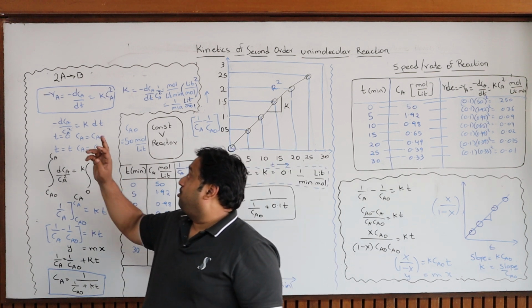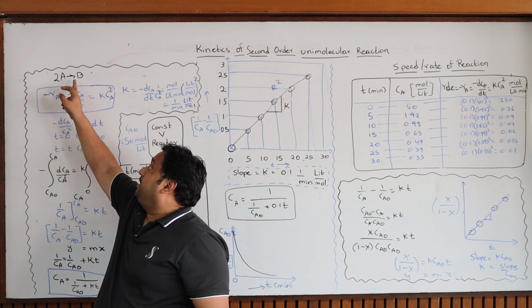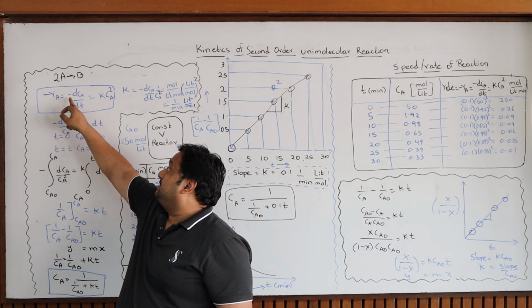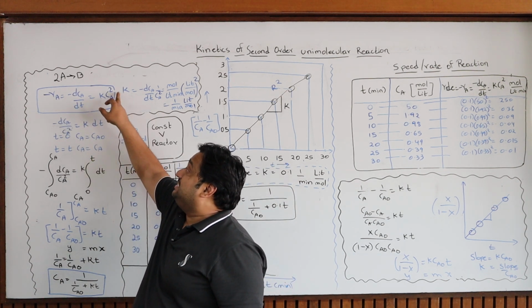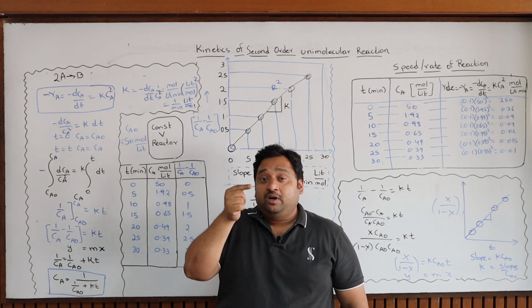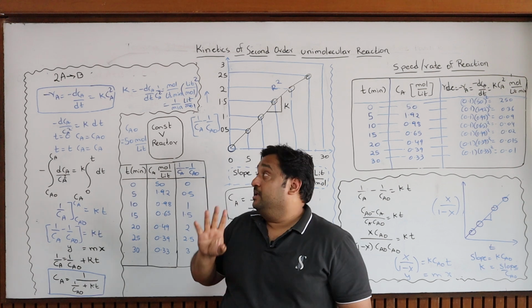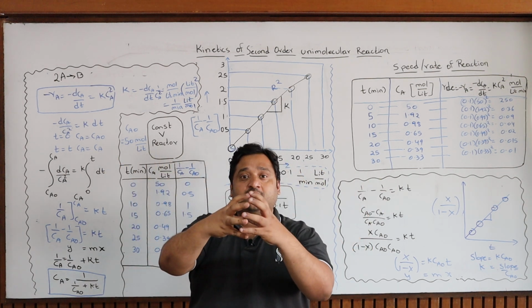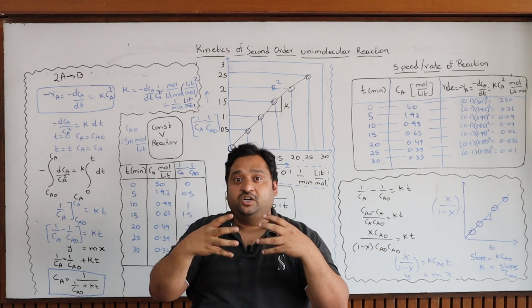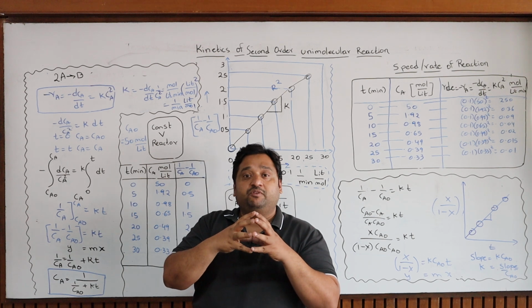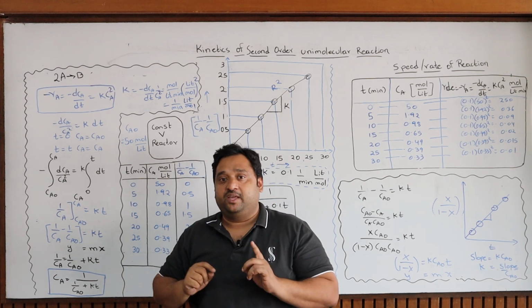A unimolecular reaction is 2A gives rise to B, and minus rA is equal to minus dCA by dt is equal to k CA squared. That means the order 2 comes from only the molecule A. Imagine that these two molecules have to collide for the reaction to happen, so two molecules have to come together to form B.